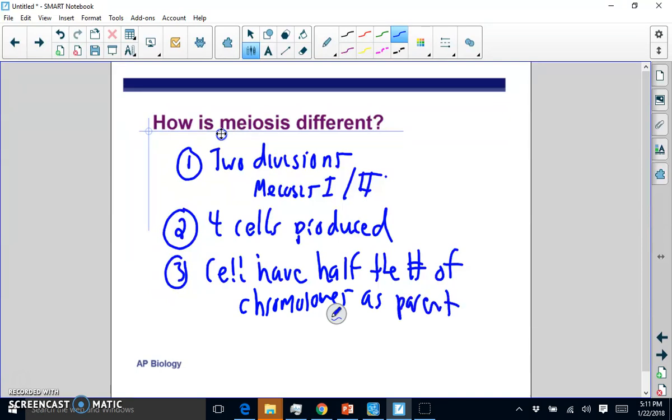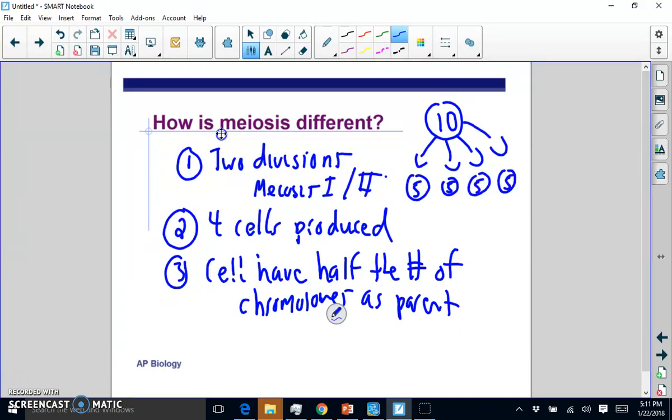So, if a cell is reproducing by meiosis, if the parent cell starts with 10, there'll be 4 cells produced, and we'll see how this is possible, each with half the number of chromosomes as the original cell, so they'll each have 5. Okay? And we'll see how that is tomorrow in class. Where if this was mitosis, not meiosis, you would have here the original cell with 10 chromosomes, it would produce only 2 cells, each with the same amount of chromosomes as the original parent.